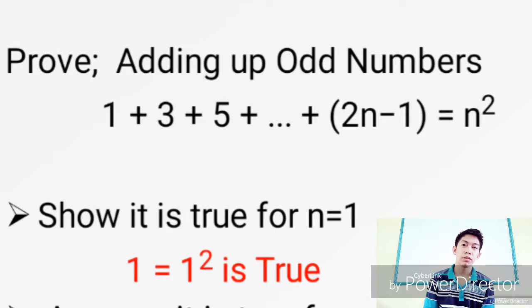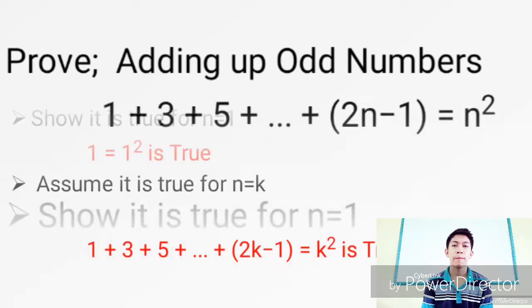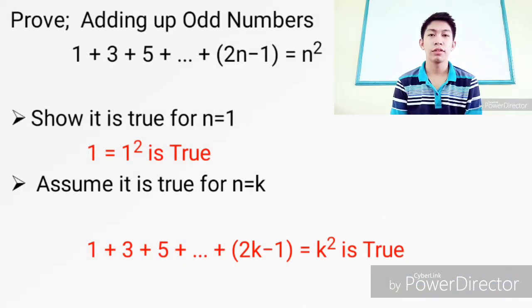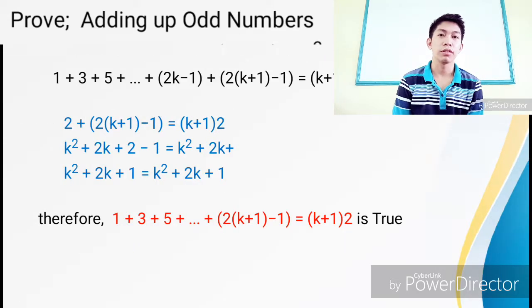By following the steps of mathematical induction, let us show that it is true for n equals 1. So, substitute 1 to n. So, 1 equals 1 squared, and 1 equals 1. Therefore, it is true for n equals 1. Next, assume it is true for n equals k. So, substitute k to n. Then it is true for n equals k.